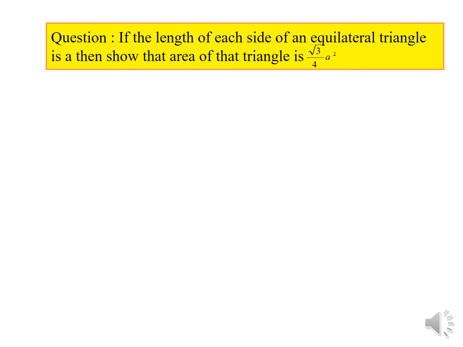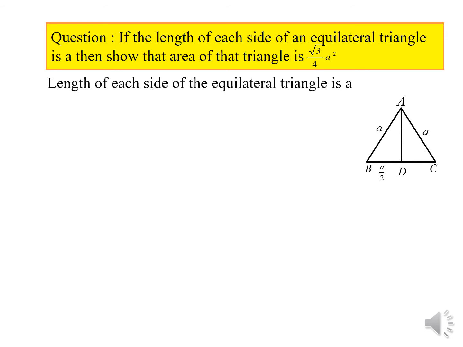So here the question is, if the length of each side of an equilateral triangle is a, then prove that the area of that triangle is root 3 by 4 a square. You can see that here ABC is an equilateral triangle, whose length of each side is a. Now we will find the area of this triangle. In the first formula, we saw that the area of a triangle is half into base into height. Here the base BC is a, so we only need to find the height of this triangle, that is, we will find AD.